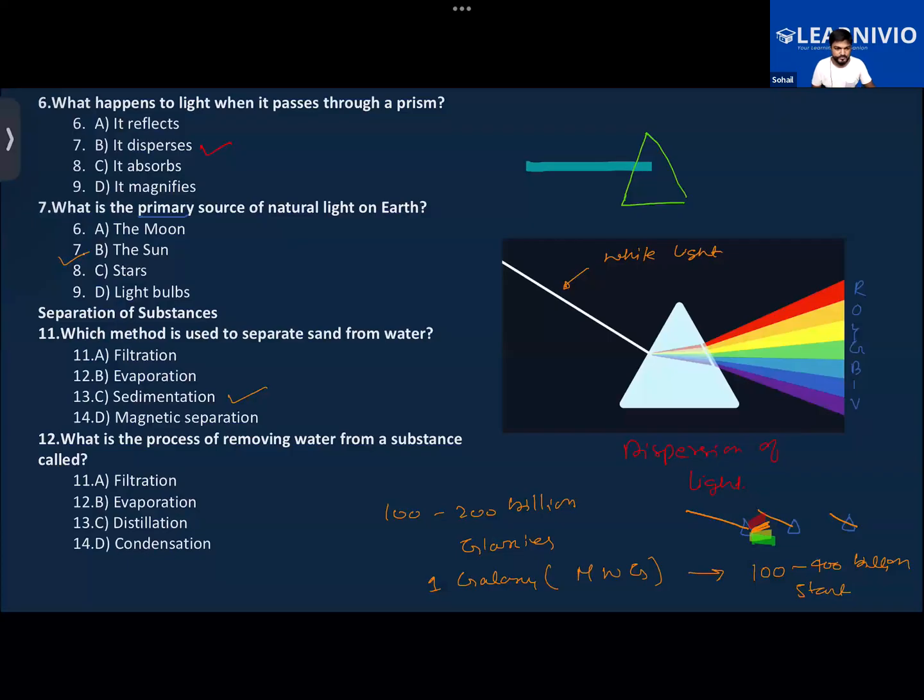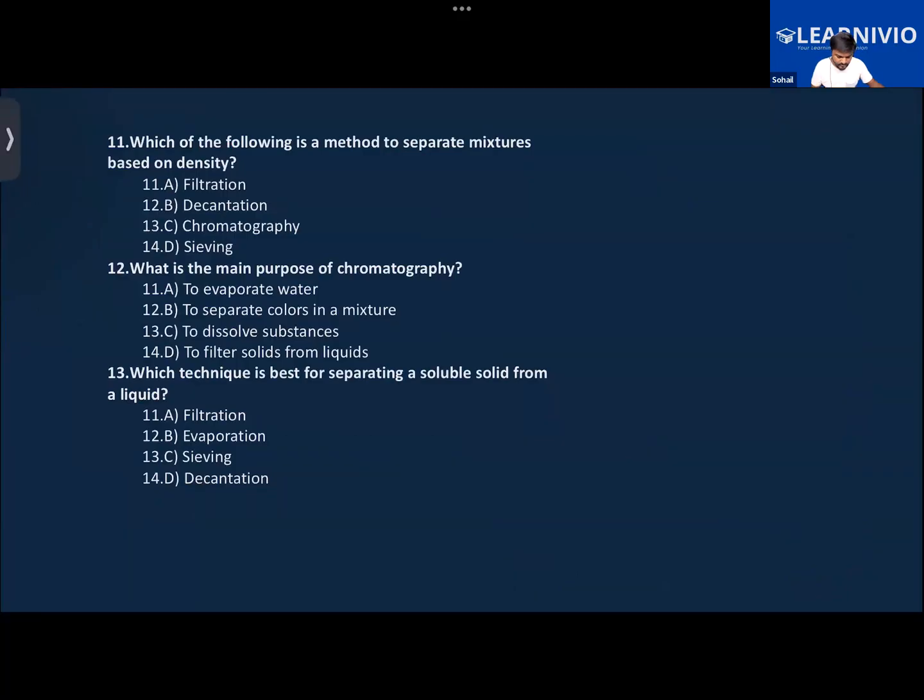Next. What is the process of removing water from a substance called? Removing water from a substance. This is filtration. Correct.